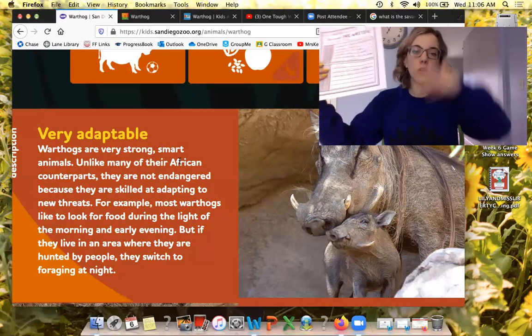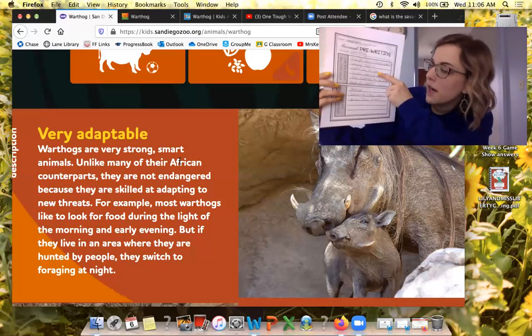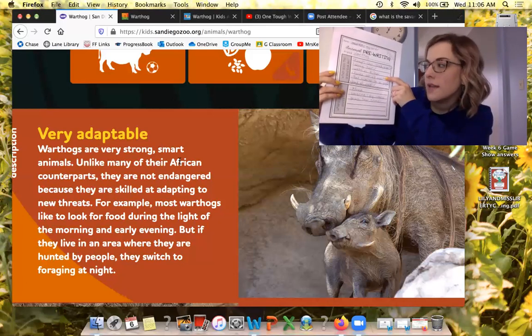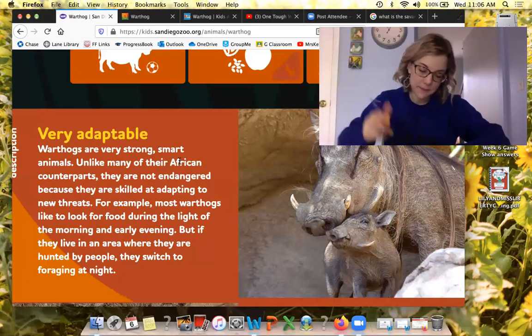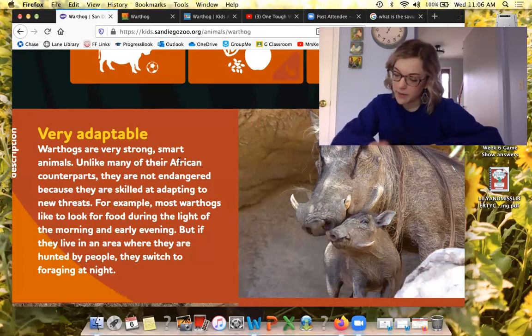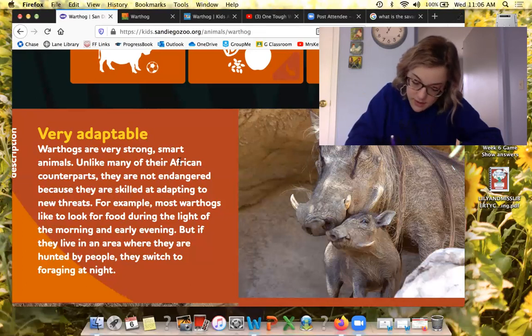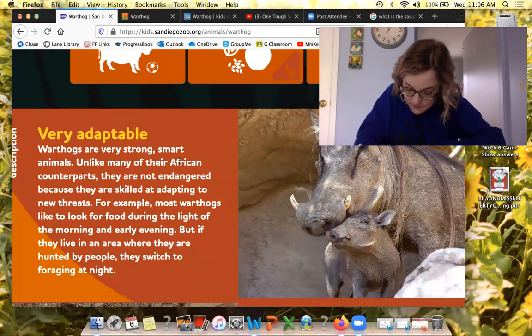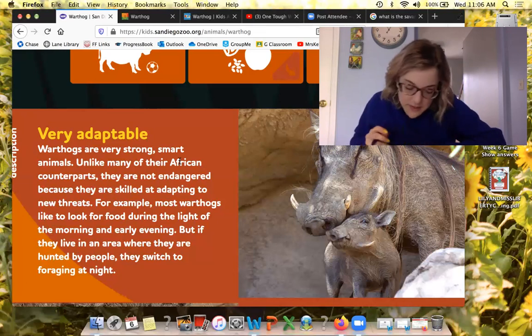Now, if I'm working from the whole up and down, next, am I going to write about their legs and their feet, or will I write about their mouth? Next, I'm going to talk about their mouth because I'm working my way down. So warthogs are small mammals. They have rough black or brown skin and wiry hair. They have tusks coming out of their mouths.